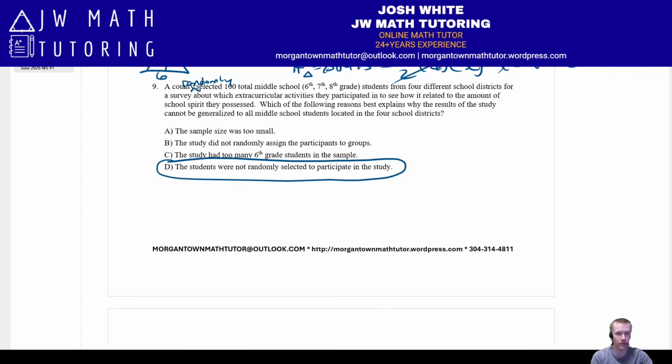Technically, these results could only be applied or generalized, use whatever word you want, to the 100 students that participated in the study. It has nothing to do with whether the sample size was too small, or randomly assigning it. That relates to the validity of the study, not to why you can't generalize it to all the middle school students in the 4 school districts, or the fact that maybe there were a lot more 6th grade students compared to 7th or 8th. That is sort of related to not randomly selecting the students, but that's not the base underlying reason. It's D here.